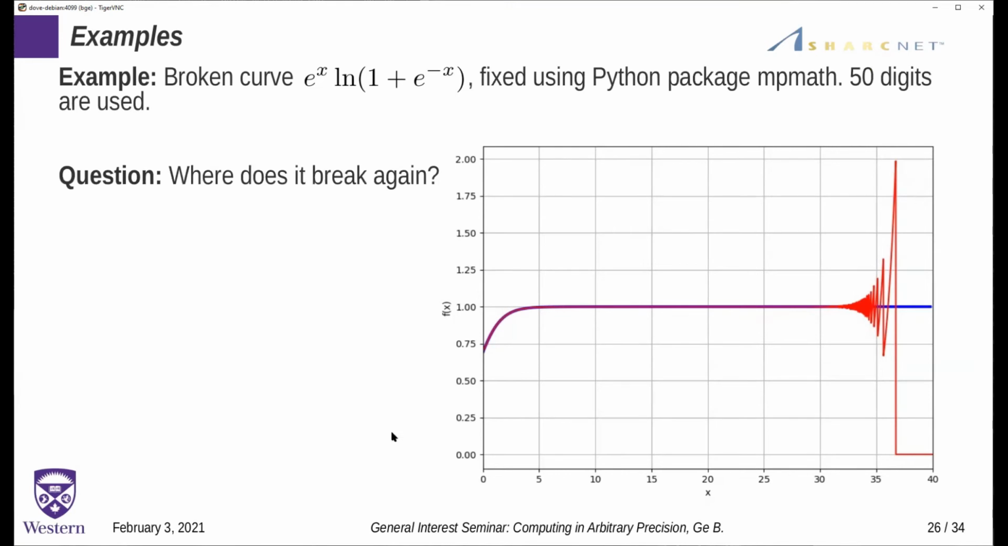The next question is, where does this fix break again? If you're interested, if you want to try, and if you want to send us your result and the reasoning, please do so by sending an email to help@sharcnet.ca and just say, hey, I found the answer where it will break with 50 digits, or whatever number of digits you use, and maybe provide an explanation of why the curve breaks. Okay, if you're interested.